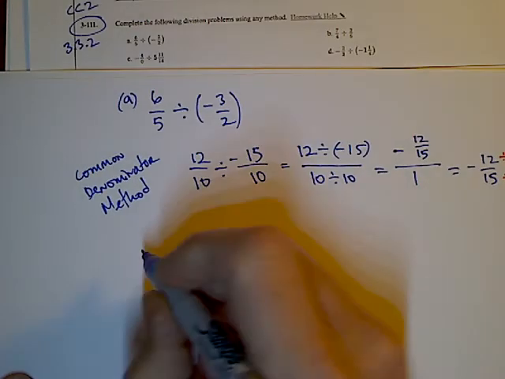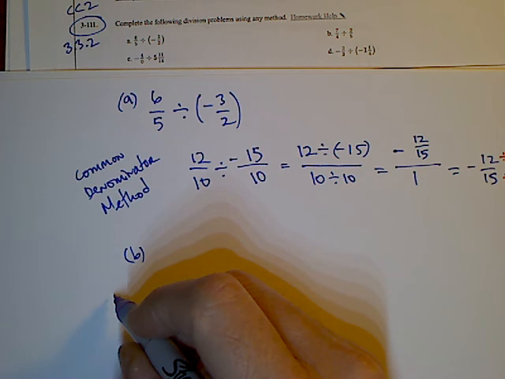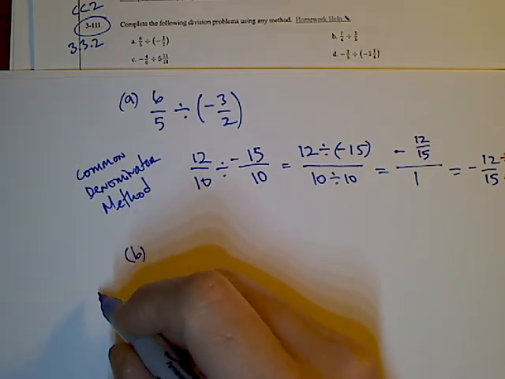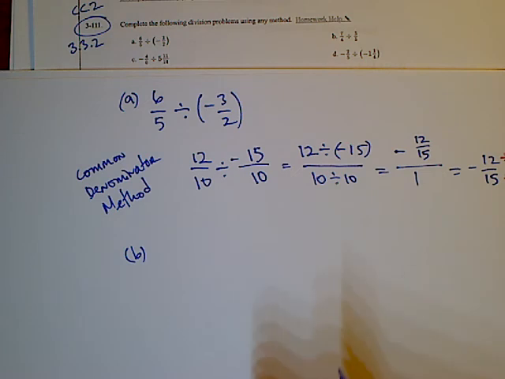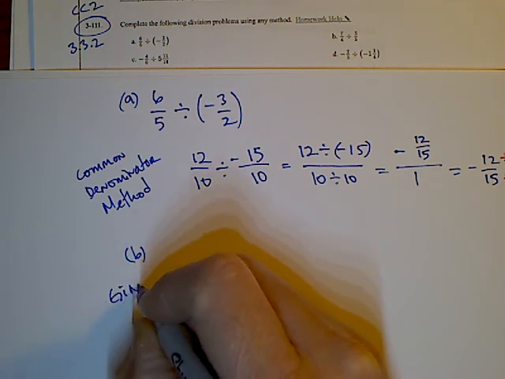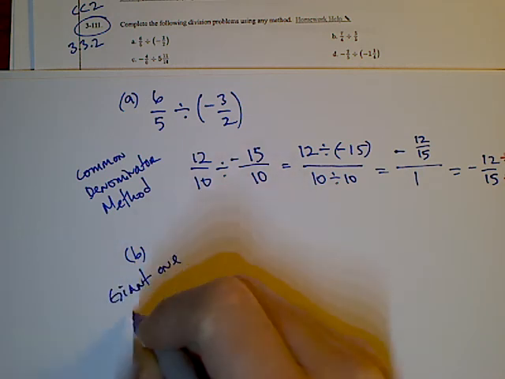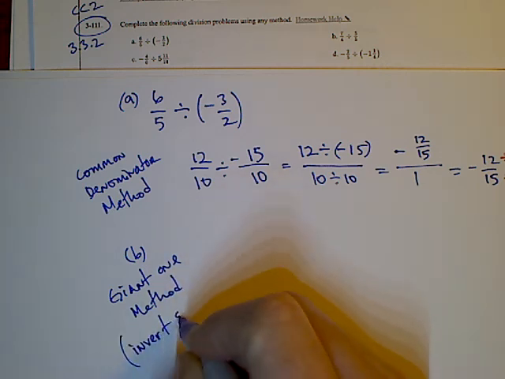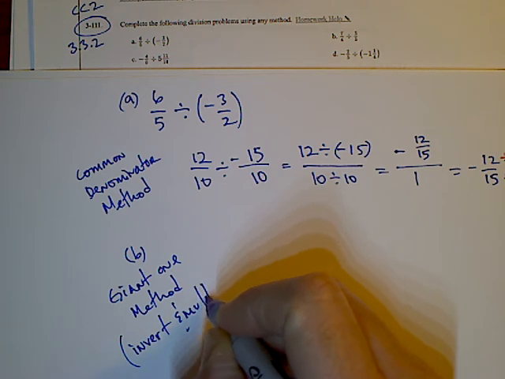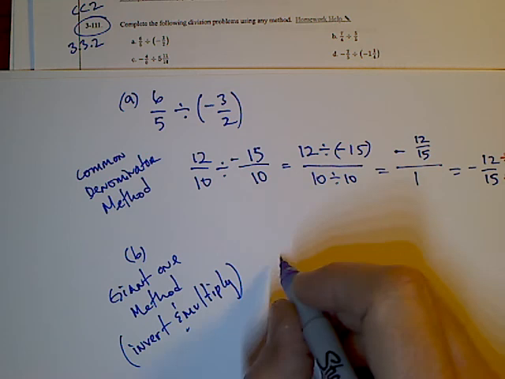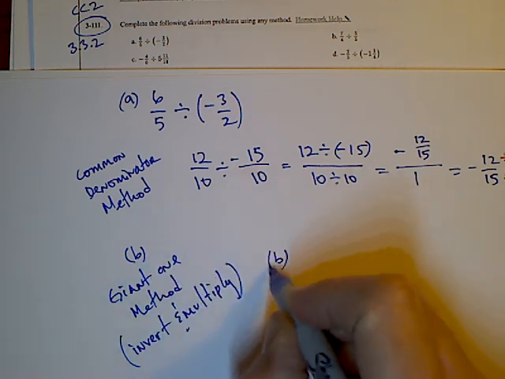For B, I will use the giant 1, which becomes invert and multiply: find the reciprocal, the multiplicative inverse, and multiply. This is the giant 1 method, which really shows us what the invert and multiply shortcut is. So let's do B that way.